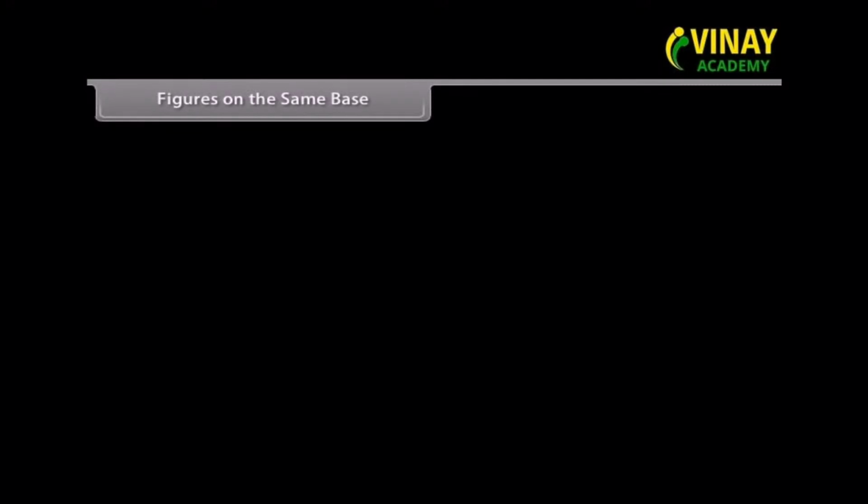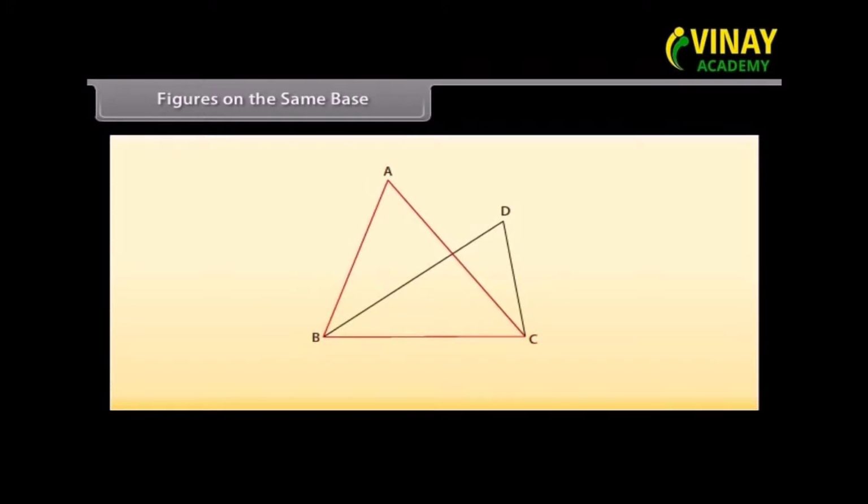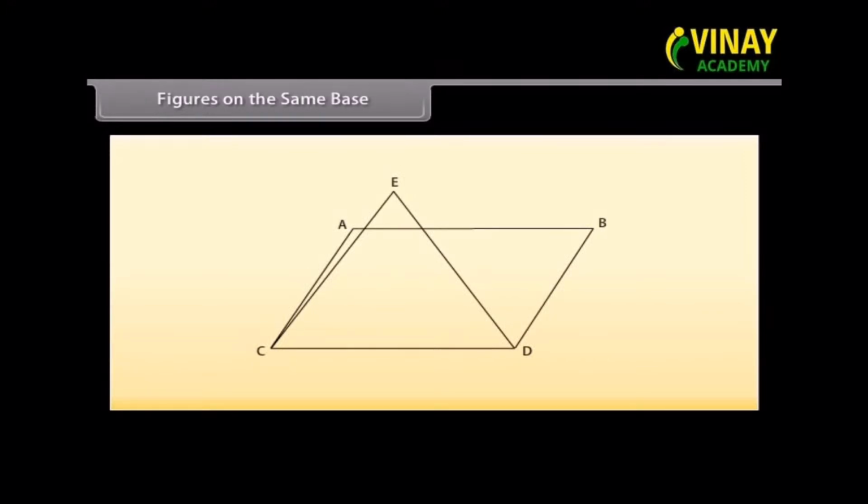Figures on the same base. Look at this figure. We have got 2 figures here, a rectangle ABCD and a parallelogram CDEF. We can see that both the figures are on the same base CD. Similarly, in this figure, triangle ABC and triangle BCD are on the same base BC. Now look at this figure. Here a triangle ECD and a parallelogram ABCD are on the same base CD.